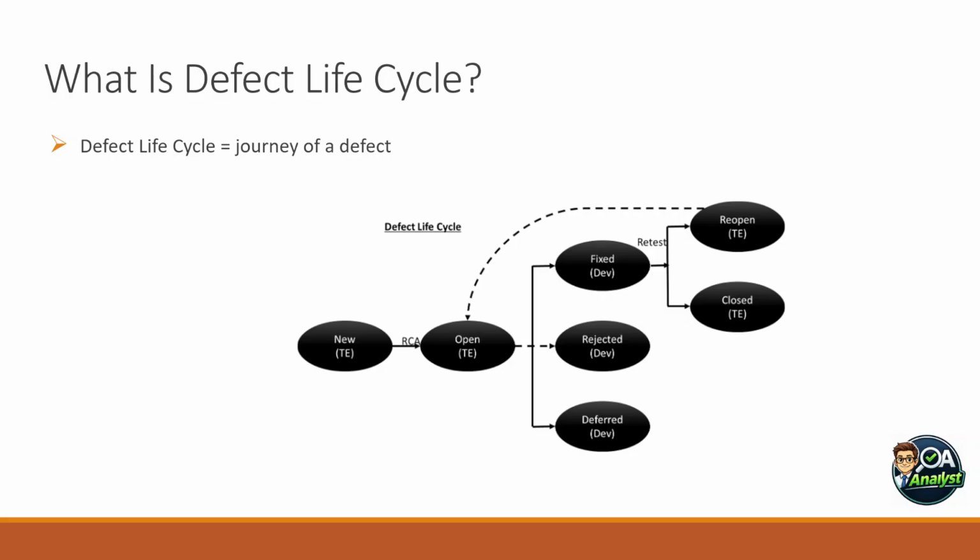Other possible paths are, at this point, the developer may reject it based on the reasons we discussed. He may defer it or mark it as duplicate. Every status has an owner, a purpose, and a real-time meaning. In interviews, do not just list the statuses; always explain who changes the status, why it changes, and give some real-time example. That's what interviewers look for.